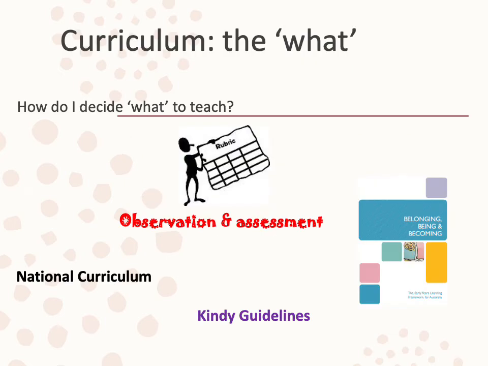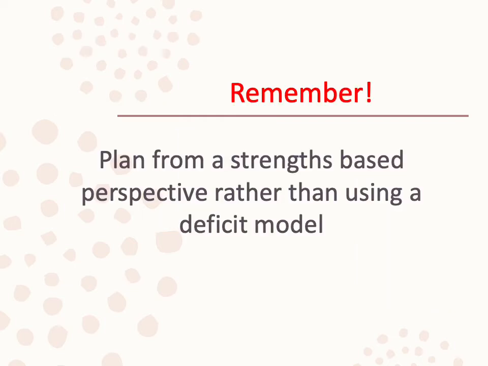So when we decide what we're going to teach, you've got your observations and assessments that will guide you. You've got your curriculum that is determined from SCASA or other places. You've got your kindy guidelines, if we're working in our kindies. And you have, of course, our Early Years Learning Framework that determines what we're going to teach. And remember, always start from the strength-based perspective rather than going with, these are the things that children can't do, that's what I'll have to plan for. Go with, these are the things the students love. I know these are the things they have a bit of difficulty with.